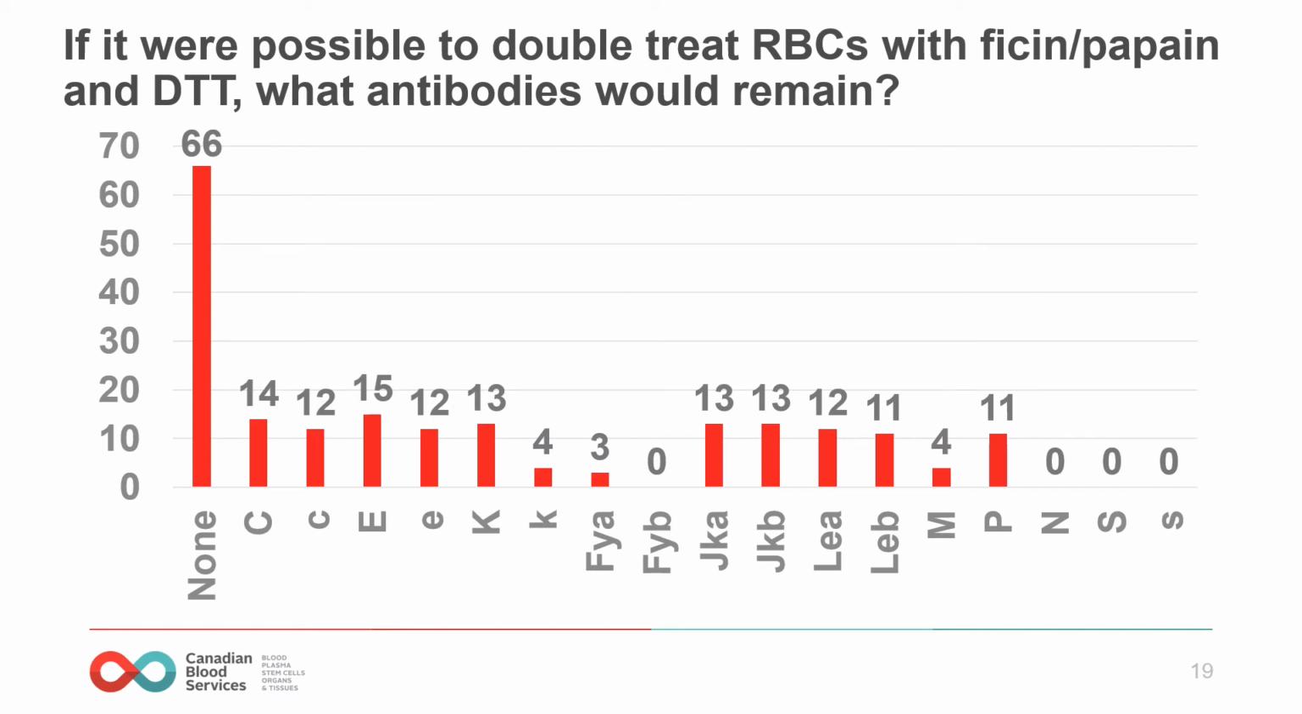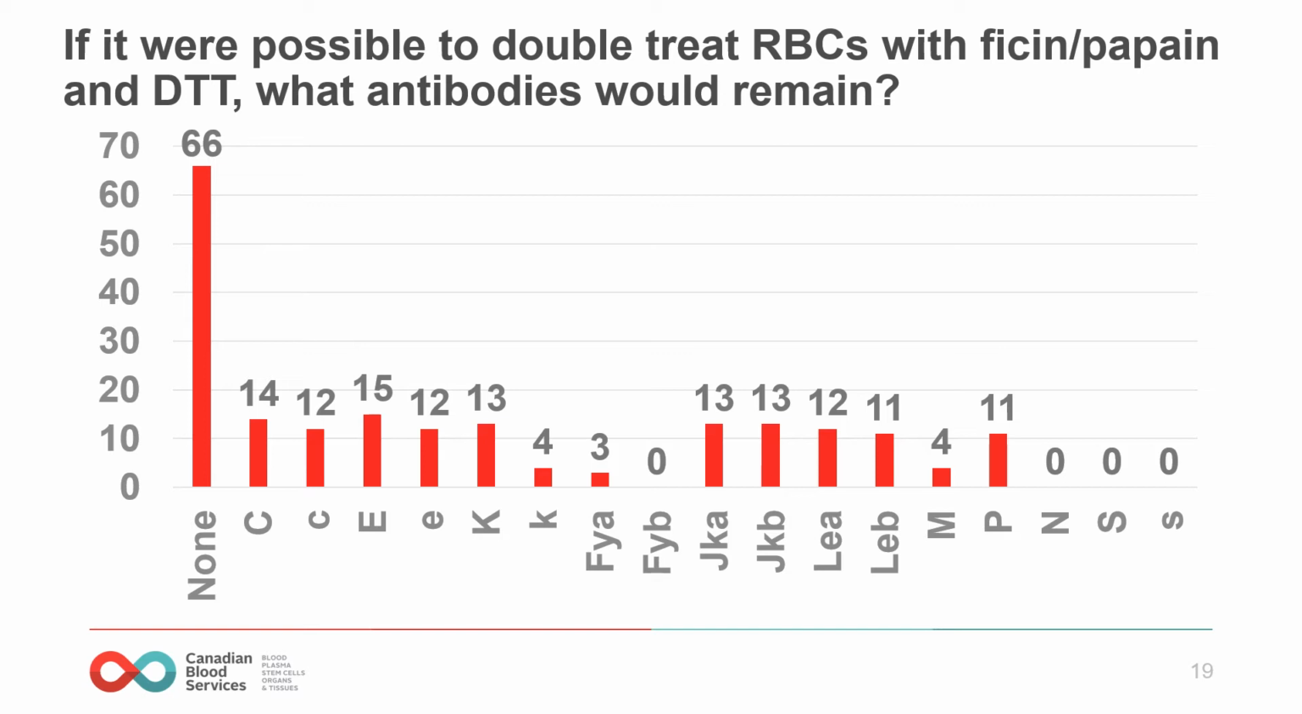Based on the serology tools that we just discussed, the next question is, if it were possible to double treat RBCs with ficin or papain and DTT, what antibodies would remain? The correct answer is none. So 66% of the participants actually got it right.